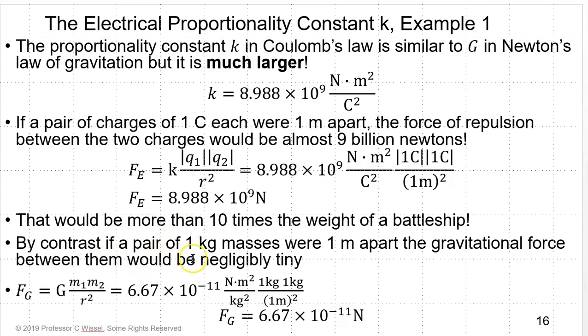By contrast, if you held a pair of 1 kilogram masses 1 meter apart, the gravitational force on them will be very tiny. Plugging it into Newton's gravitational formula, it ends up being 6.67 times 10 to the minus 11 newtons. Gravity is only large when the masses are large. Electrical forces can be considerably much larger than gravity. Because of this, these forces are very strong.